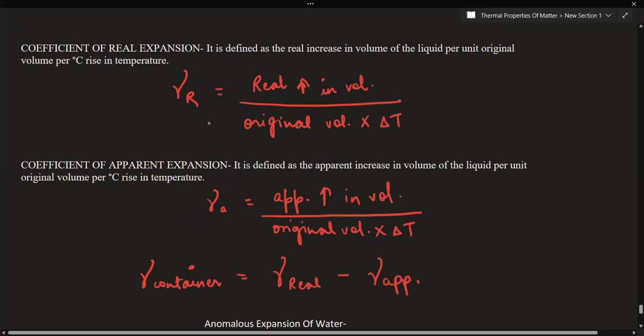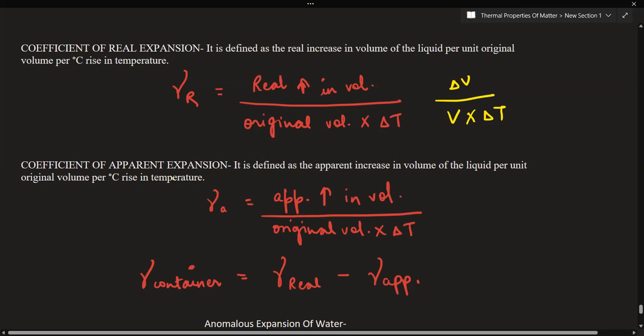Now, there's a slight difference in the formula. The coefficient of real expansion is the change in volume divided by the original volume multiplied by the change in temperature. This is how we used to write the previous volume expansion gamma also. It's just that in this case, the definition changes. That is, this change in volume is now the real increase in volume.